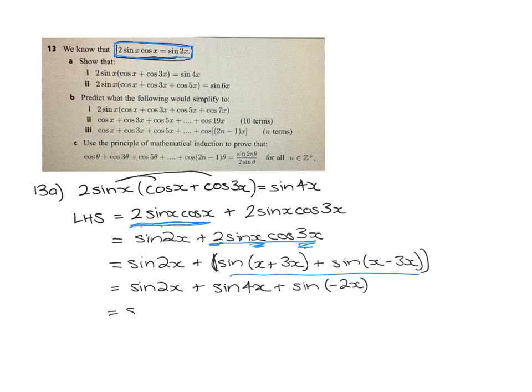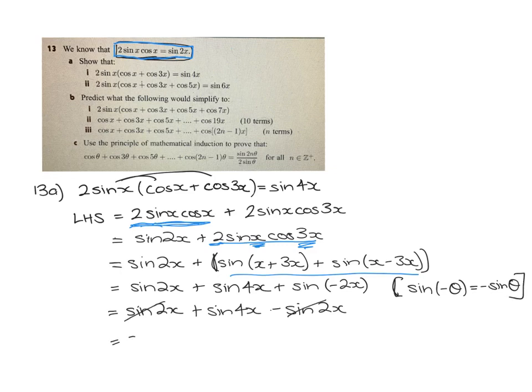Good. So then we can say that we've got sine 2x plus sine 4x is equal to minus sine 2x. Because we know there's that rule that sine of negative theta is equal to negative sine theta. These will cancel, will they not? It's equal to sine 4x, which is the right hand side, so we can be pretty happy. Cool. We're just leading into the induction. We okay with that part? Yep.